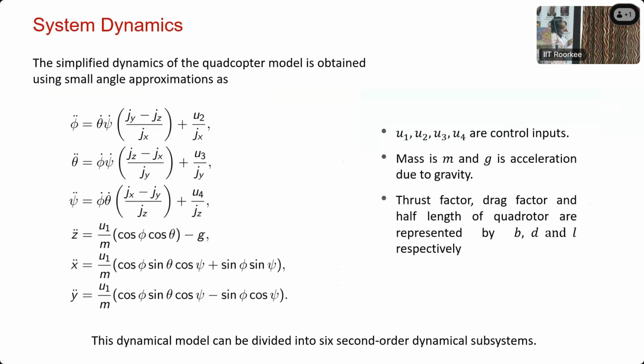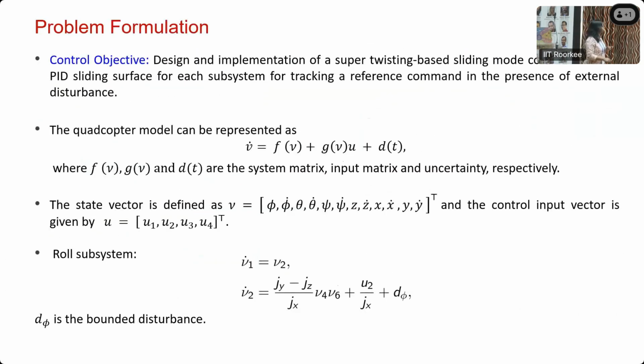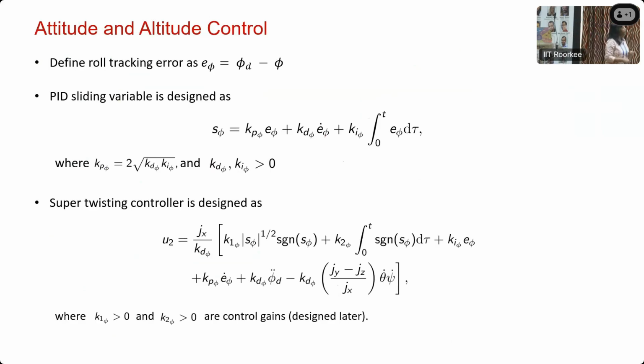And for the virtual control also, we will use these X and Y dynamics equations. So basically this is the roll subsystem, where we have the states x1 and x2 as phi and phi dot, and U2 is the control input. And we have assumed a disturbance entering here in the input channel to show the robustness of the sliding mode control.